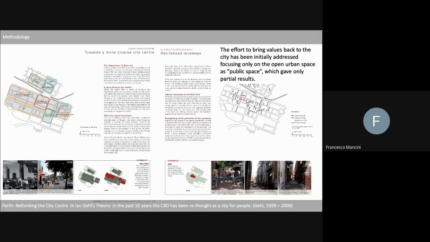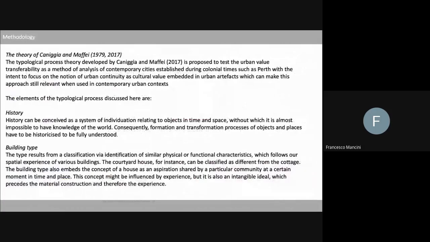I will just fly over this slide to let you know that we are trying to look back in terms of the framework of the theory of Caniggia and Maffei, where I come from, the school of typological process, who have explained very clearly how through history the building type has evolved from a slow process of refinement and transformation, which was not based merely on urban substitution, but was actually a process of transformation.